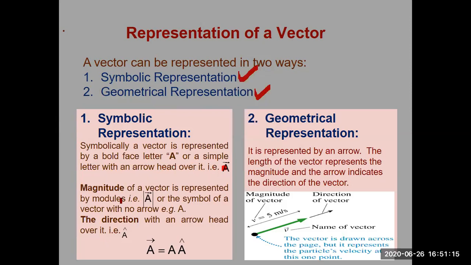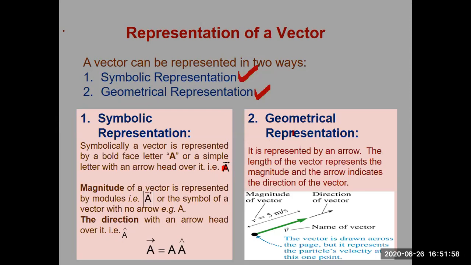The magnitude of a vector is represented by modulus, that is A capital with an arrow overhead inside the modulus. The symbol of a vector with no arrow, that is only A in bold, denotes the direction with an arrowhead over it. This is basically a unit vector. If you are asked to find a unit vector parallel to this vector, then this is the formula to calculate it. Starting from the bold vector, you write the arrow, and then divide by the magnitude, the modulus of the vector. This is the symbolic representation of vectors.